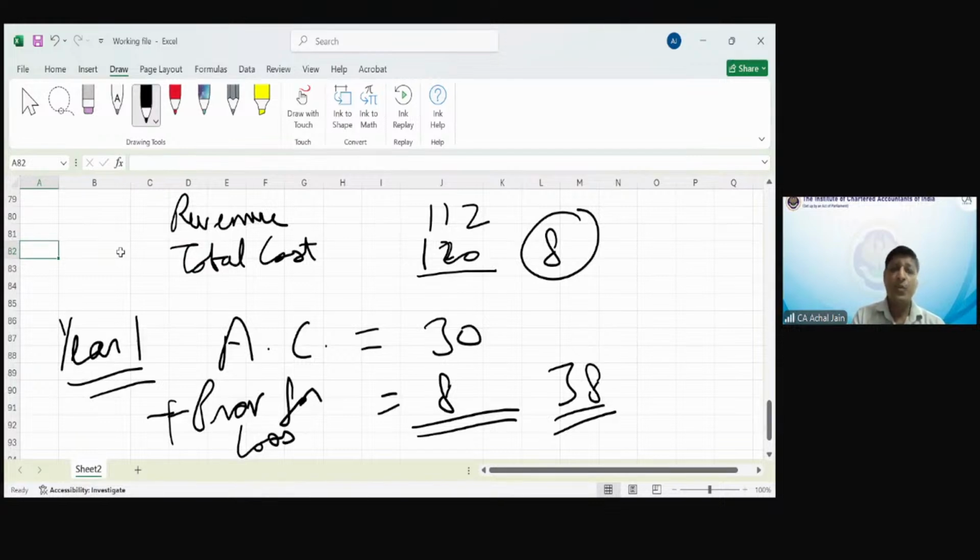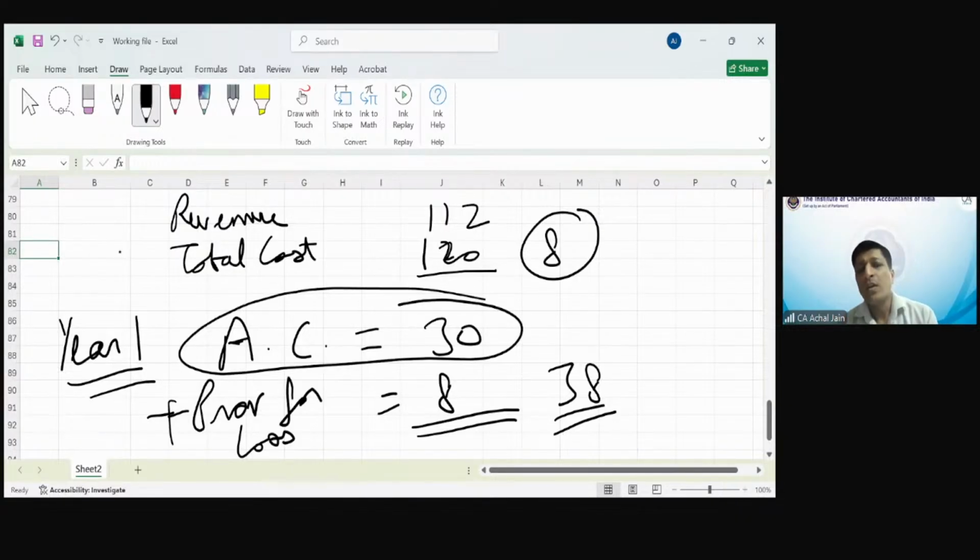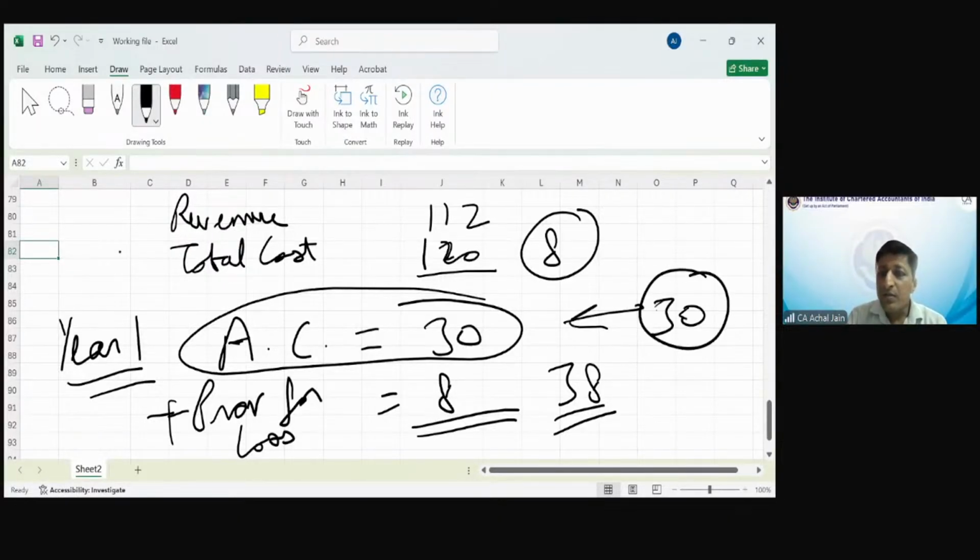Now, let's suppose in first year, the outcome of the contract is not the one which you can say with reliability. So what is the cost that you have? You have this cost of 30. You will restrict your revenue to 30. Okay, so that's what you will do. Simple.